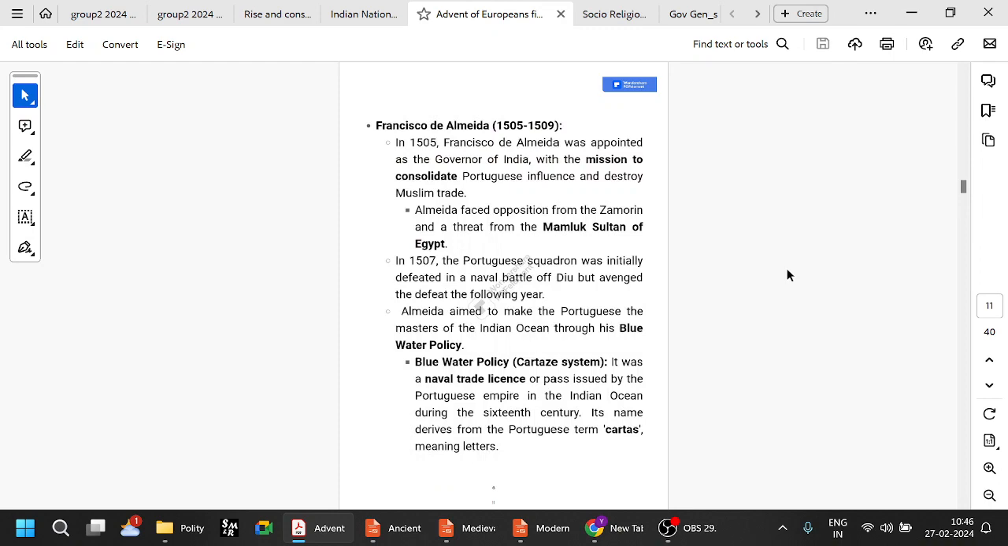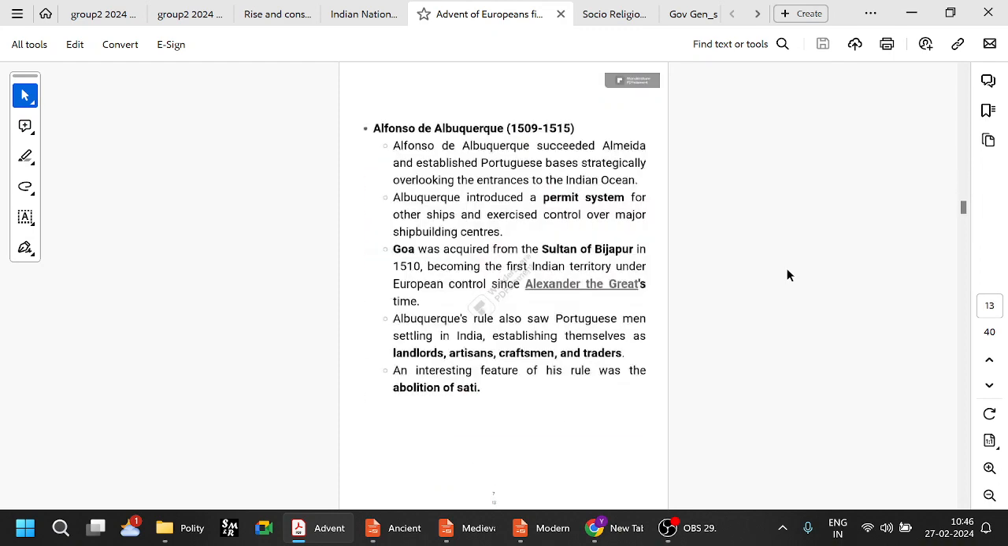So Francisco de Almeida is blue water policy. Alfonso de Albuquerque is Goa from the Sultan of Bijapur and the abolition of sati, very important. See, abolition of sati is 1829, Lord William Bentinck with the help of Raja Ram Mohan Roy. That is in a later period. This was only within his regions, not throughout India. So, abolition of sati means immediately you should remember Lord William Bentinck, Raja Ram Mohan Roy, and 1829. Okay, this is within his territory, within Goa.